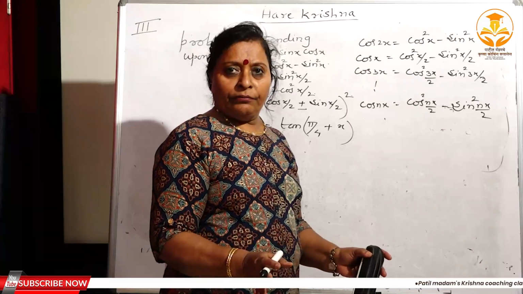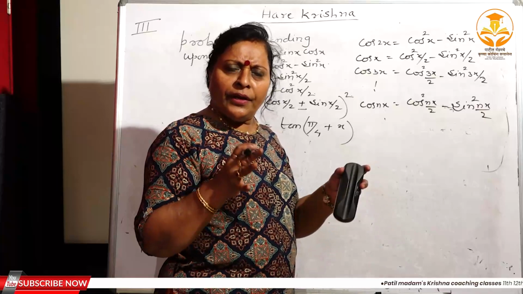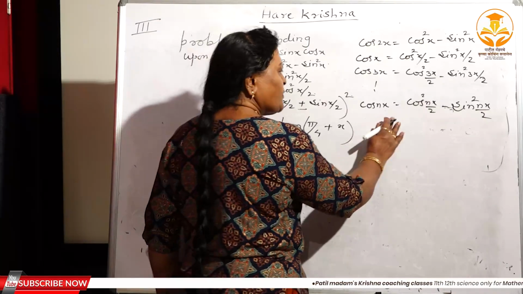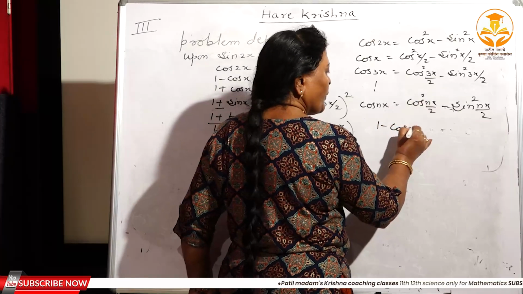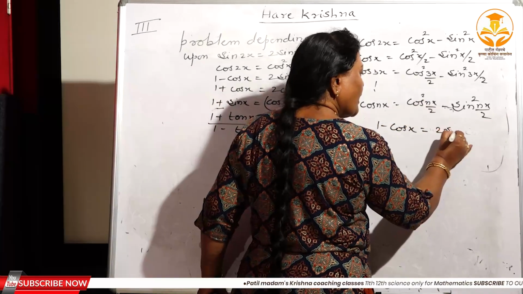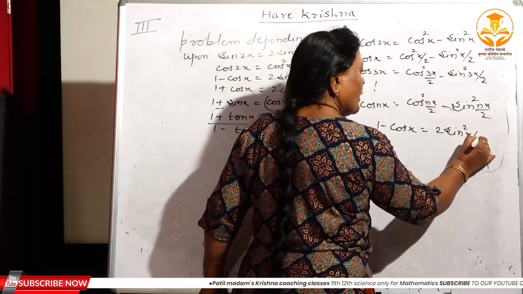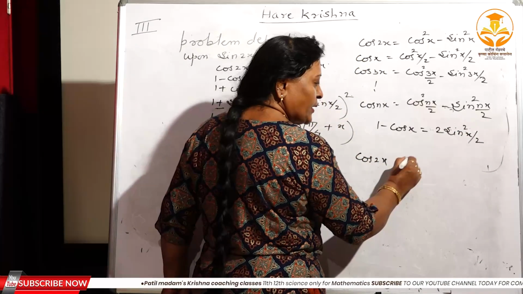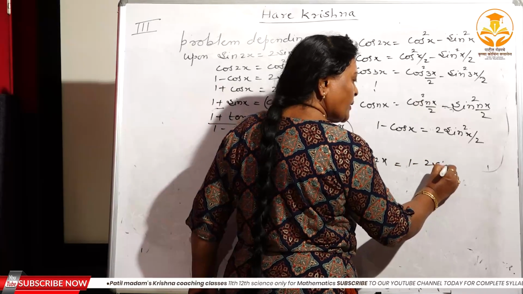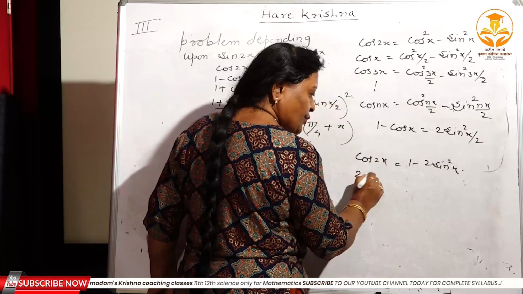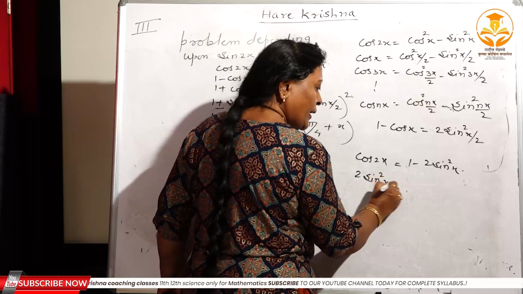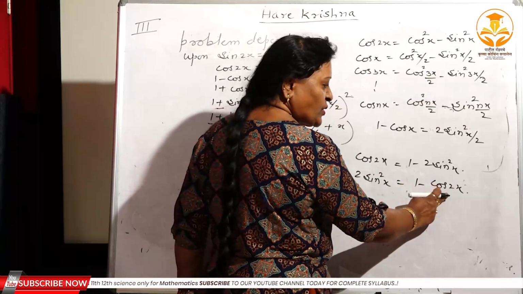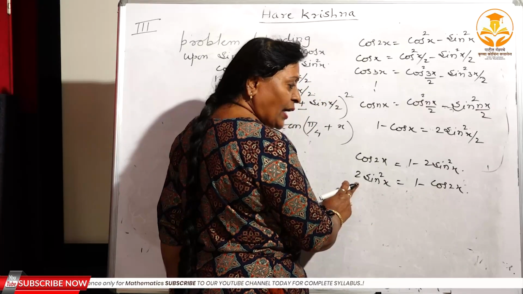In your second paper, on every page, you require these two formulas. The first is 1 minus cos x equals 2 sin square x by 2. You find that formula from this: cos 2x is nothing but 1 minus 2 sin square x. If you write the term 2 sin square x, it is equal to 1 minus cos 2x. Therefore, 1 minus cos 2x is nothing but 2 sin square x.